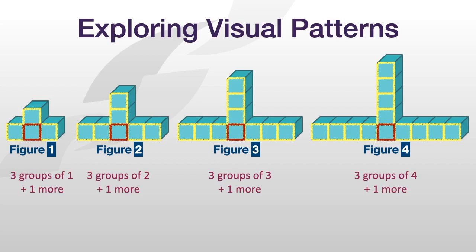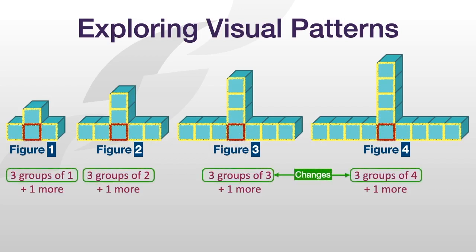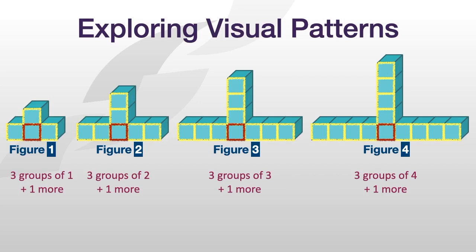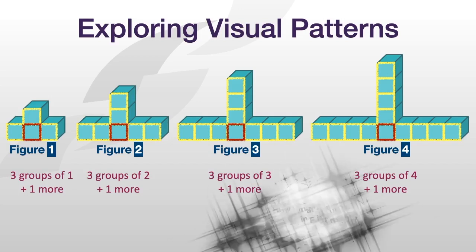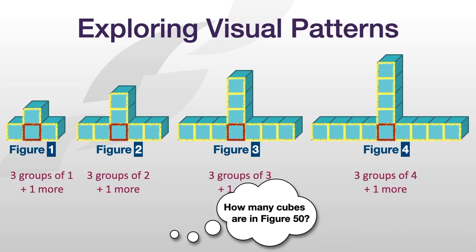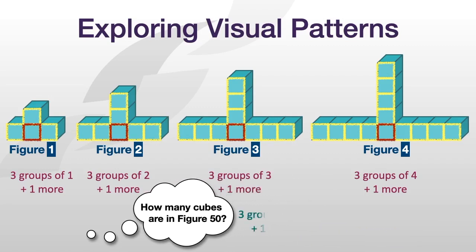The number of cubes for each figure is made of a part that changes and a part that stays the same. With this way of seeing the pattern, how could you predict how many cubes are in figure 50? Figure 50 would have 3 groups of 50 and then one more, and this leads to a total of 151.